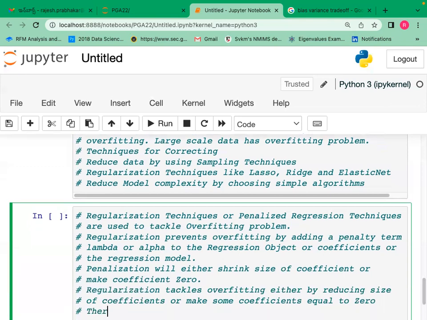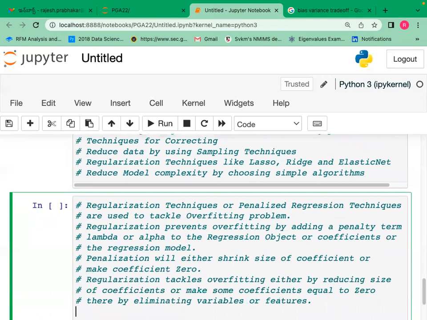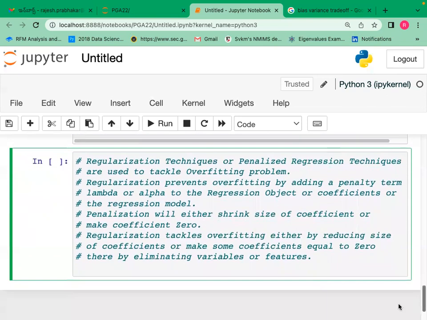If coefficients are equal to zero, what will happen? Thereby eliminating variables or features. If a coefficient is zero, that variable will be eliminated. So regularization has two methods. One is reducing the size. Let's say your coefficient is 260.8. It will make it 30.8 or 40.8 or 5.8, like that. It will shrink the coefficient size, or it will make the coefficient zero. If it makes the coefficient zero, that variable is eliminated from the model. So regularization tackles overfitting in this manner.